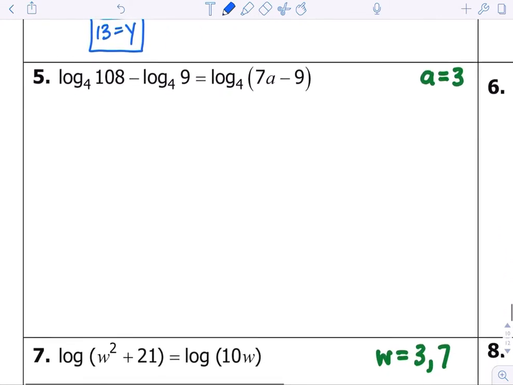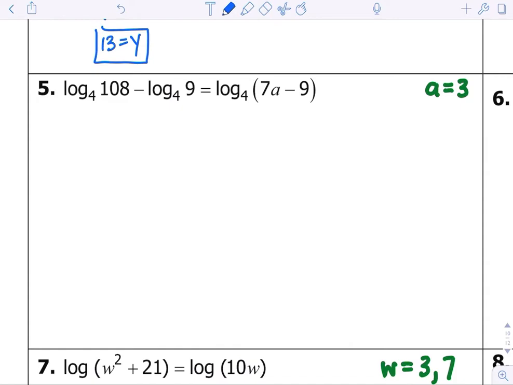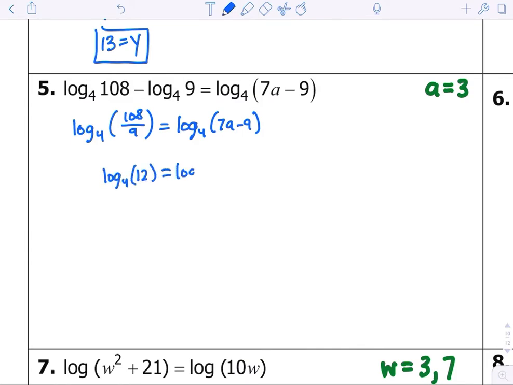All right, number 5. So let's get 1 log to just be on this side. So log, and there's a minus sign, so that means it's quotient rule. So log base 4 of 108 divided by 9, which is equal to log base 4 of 7a minus 9. 108 divided by 9, you guys, is log base 4 of 12 equals log base 4 of 7a minus 9.